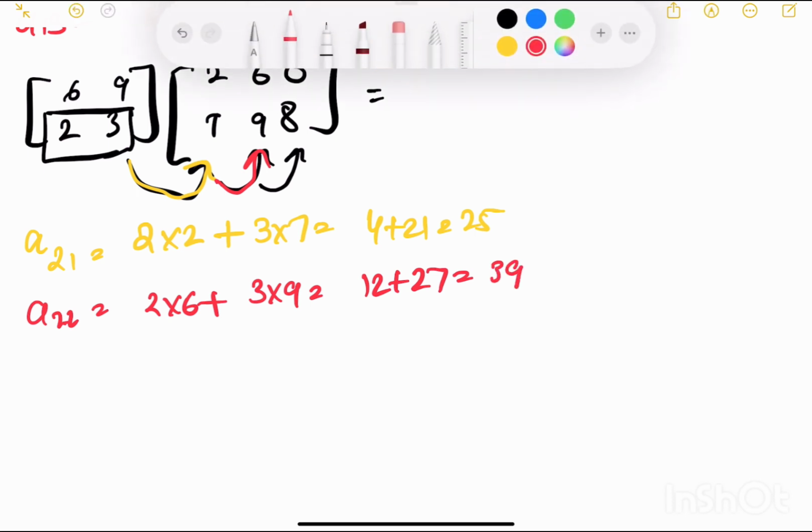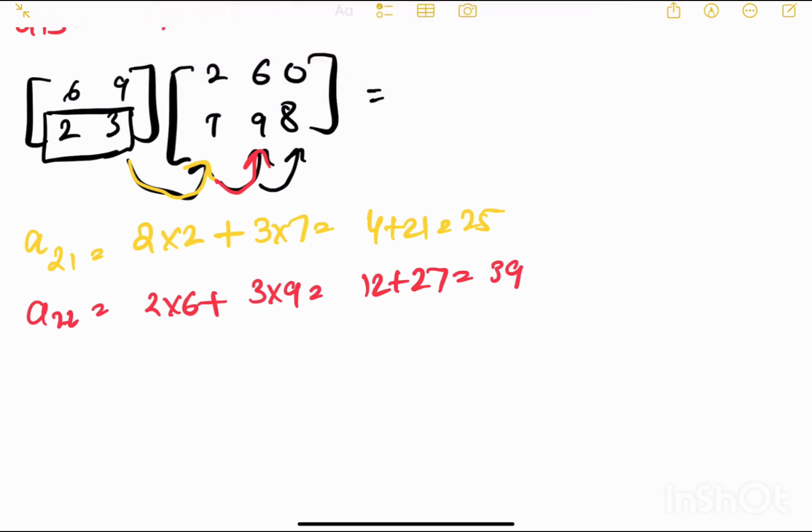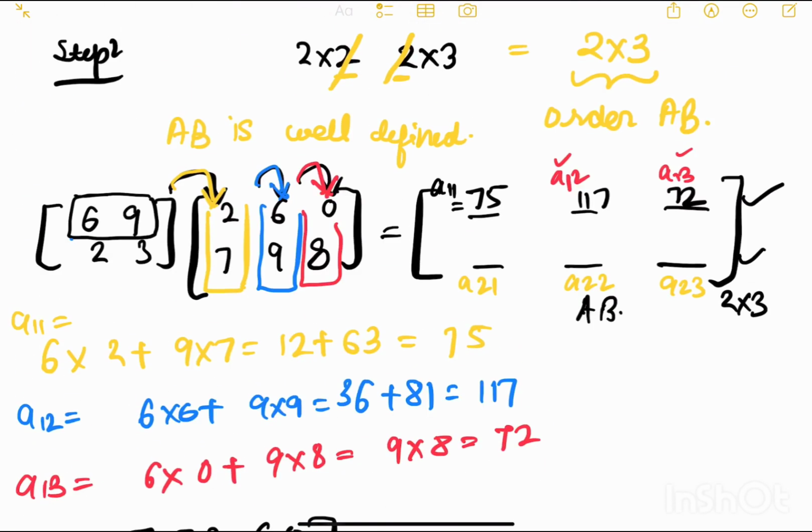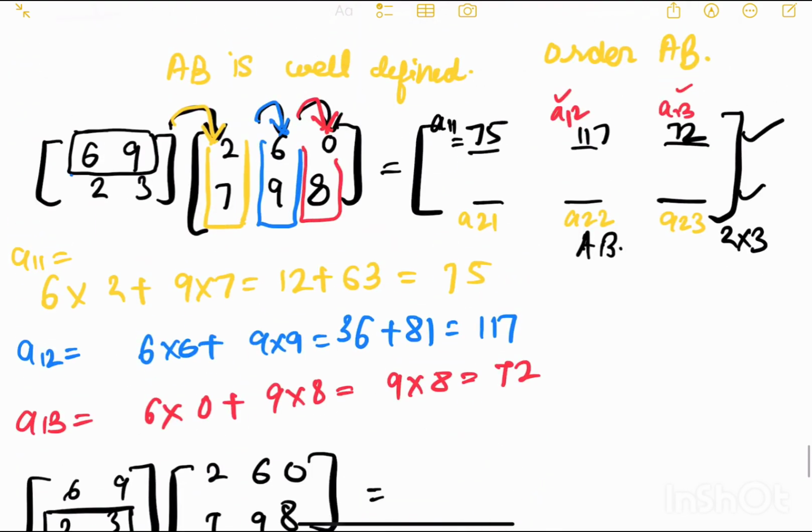Okay. Now the last step is to multiply with the third column. This is my A23. This will be 2 into 0 plus 3 into 8. So this is 0 plus 24. So this is 24. So we will put these values into the empty row of the matrix: 25, 39 and 24. So this is the product, which we have just calculated.